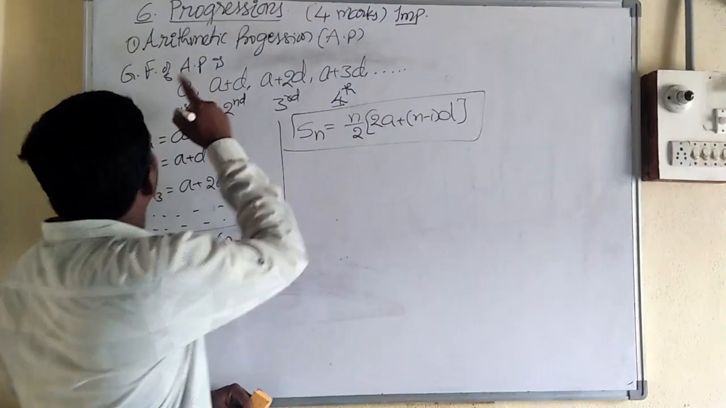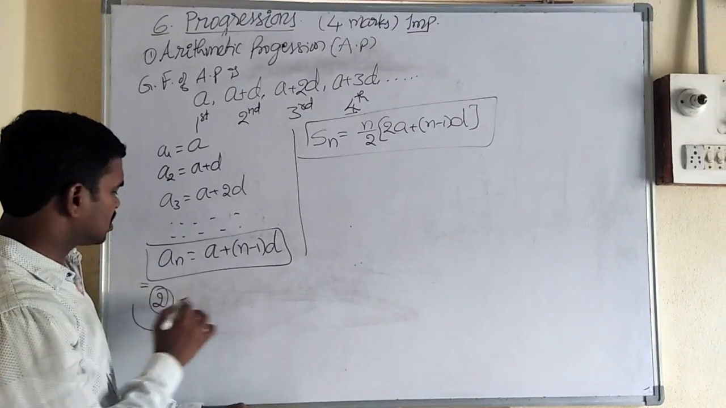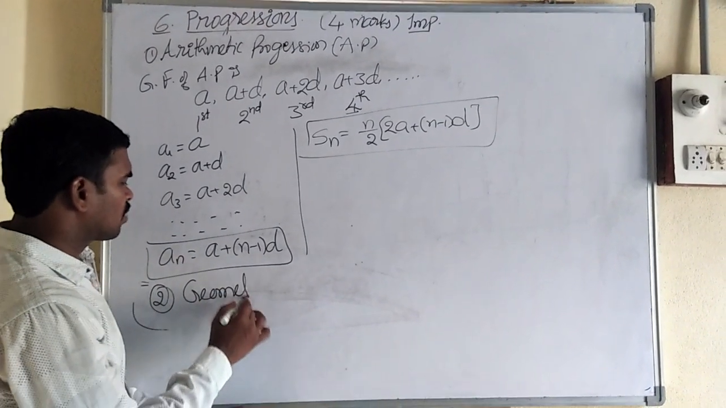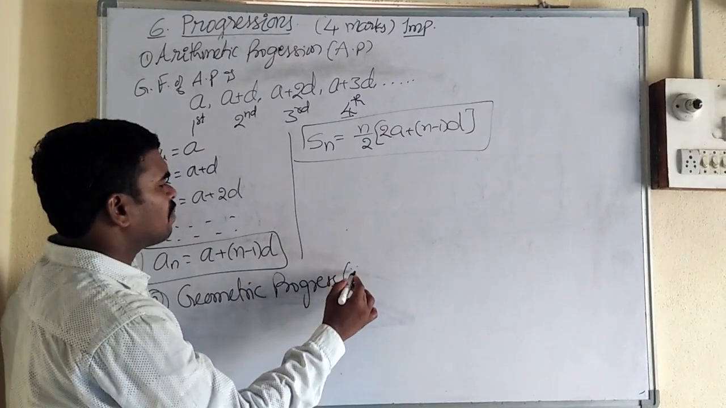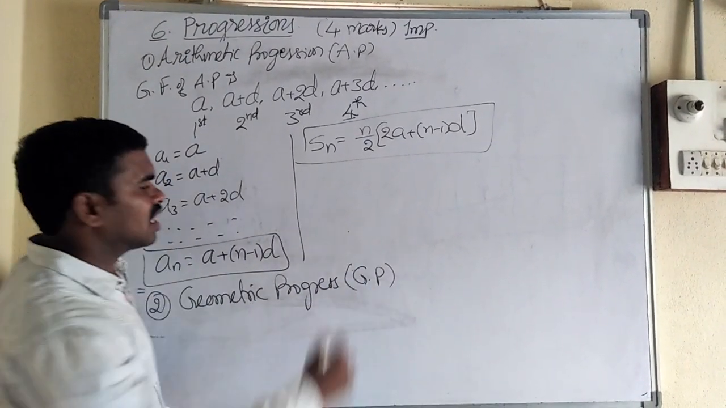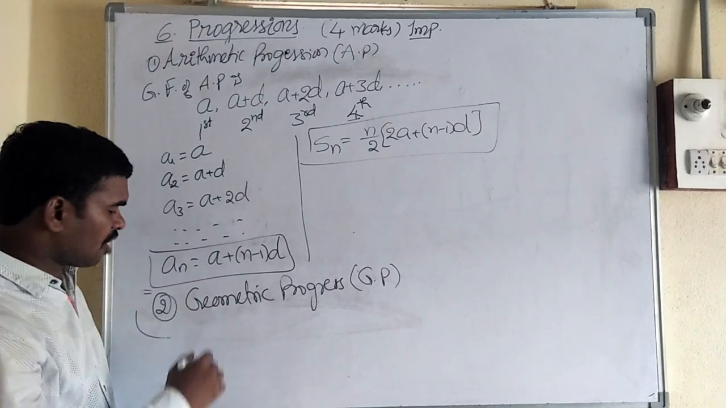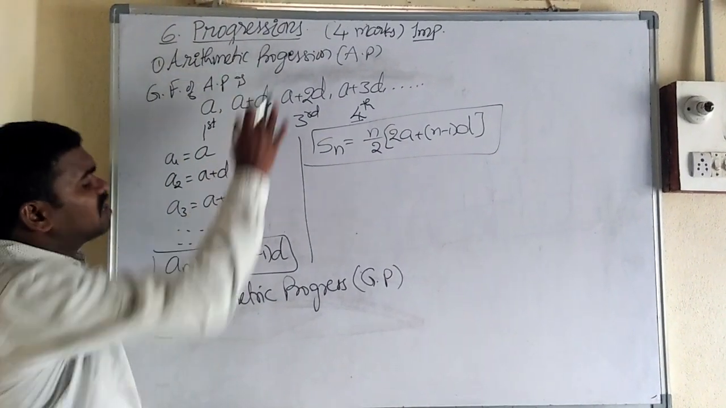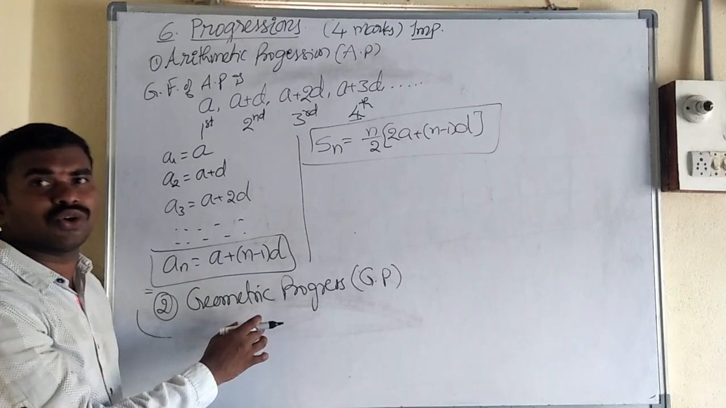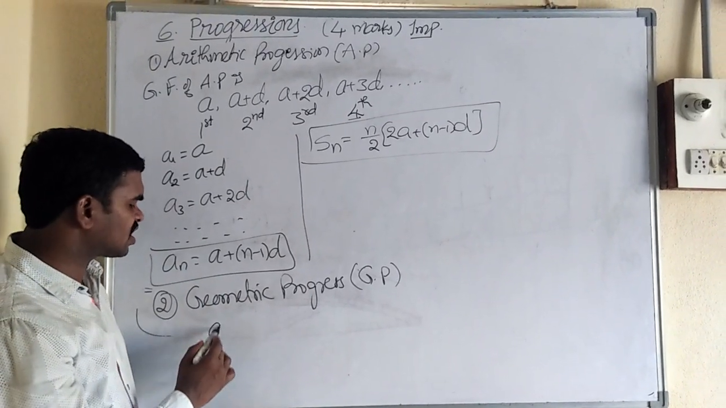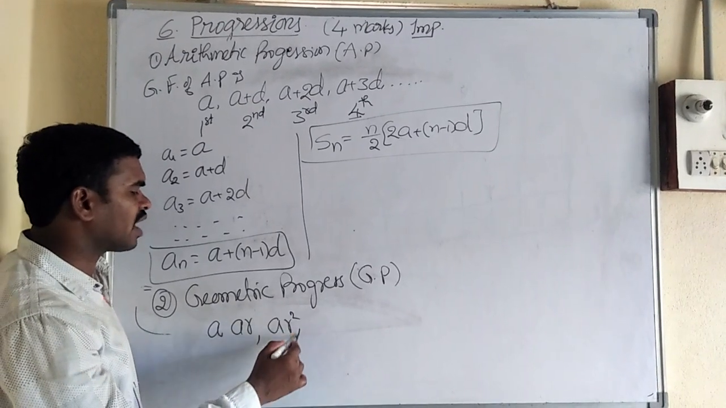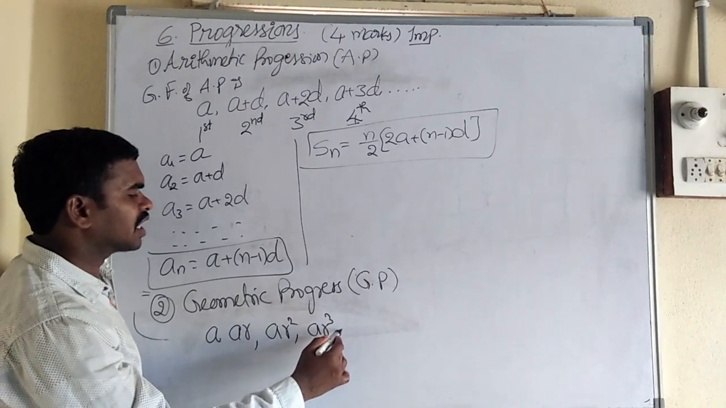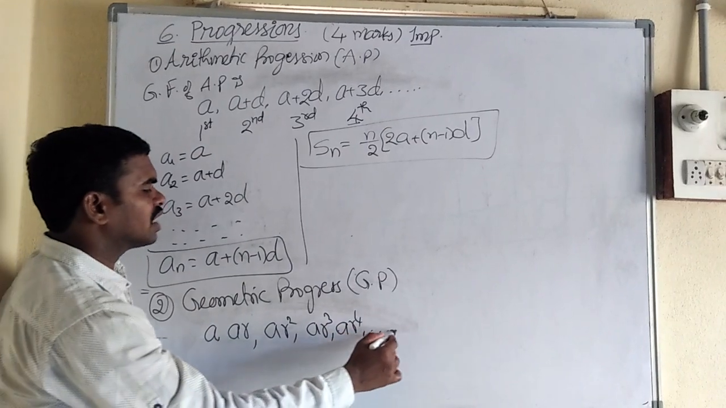And one more thing, second one is geometric progression. So it is denoted by GP. It is called as simply GP. So what is geometric progression? Here in AP common difference is same, but here the common ratio is same. Means first term is A, second term is A into R, next term is A into R square, next term A into R cube, next term A into R power 4, so and so it is.